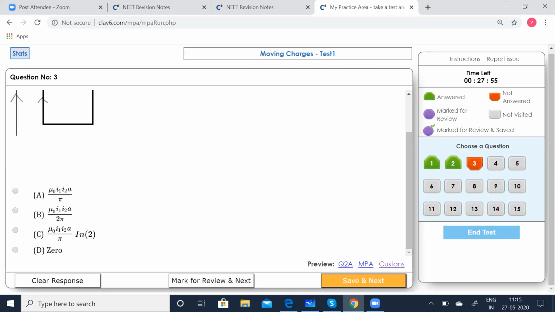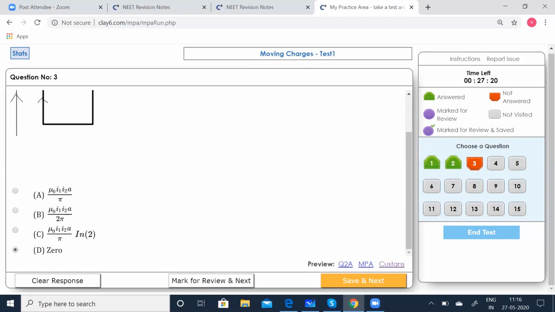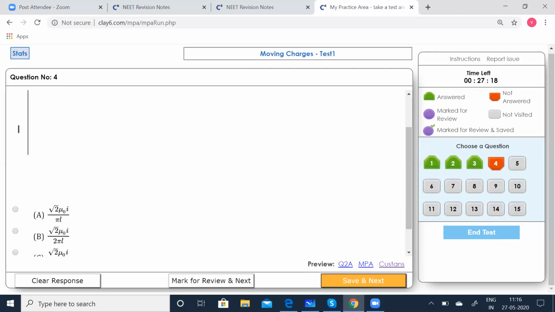Go to the next. A square loop of side A carrying a current I1 is kept at a distance of A from an infinite wire carrying a current I2 as shown. The torque on the loop is? All right. Now you can see this is a square. The forces acting on the loop are all in the plane, as a result of which there is no torque acting here. So you can say it is 0. Save that. Go to the fourth one.